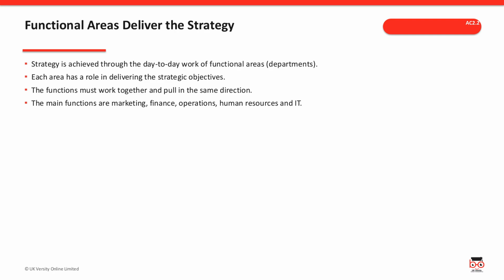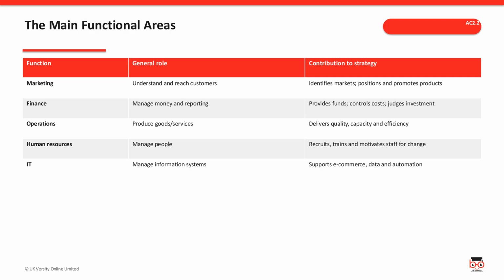A strategy on paper achieves nothing until the different departments, the functional areas, actually deliver it. Each one, marketing, finance, operations, human resources and IT, has a part to play in turning strategic objectives into reality. The crucial point is that they have to pull in the same direction. A brilliant marketing push falls flat if operations can't fulfill the orders it generates. Let's give each function its due.